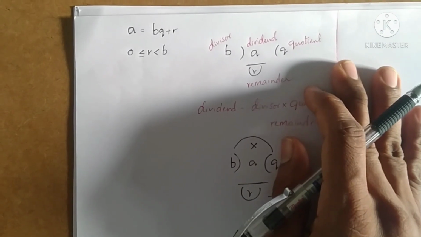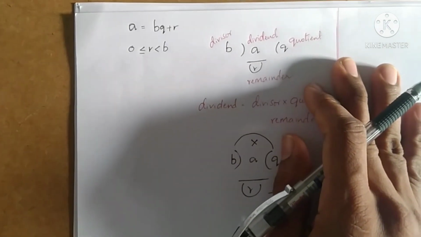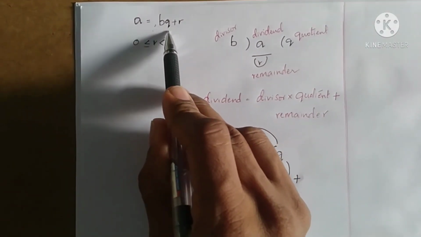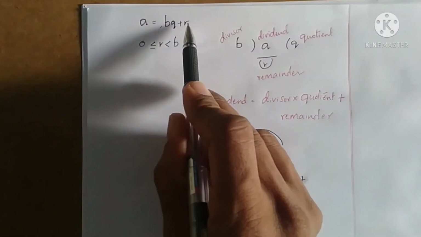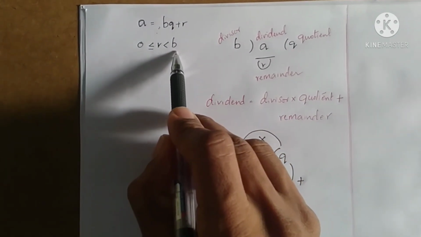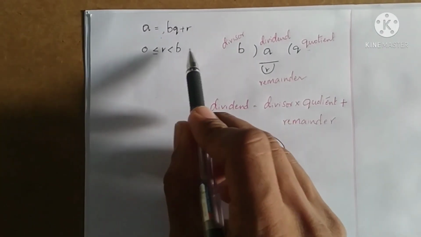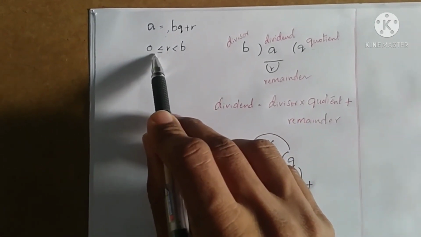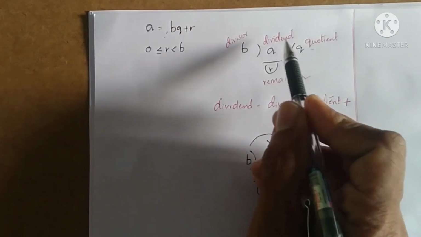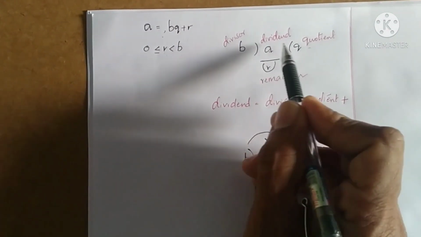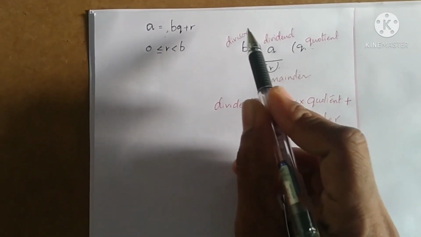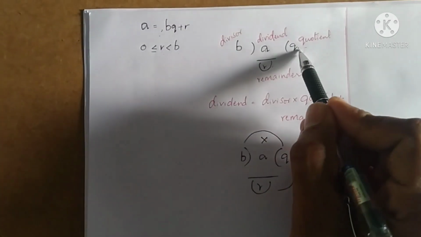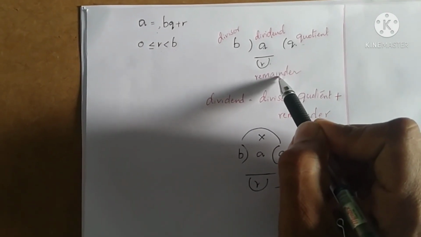Today we are going to discuss the division algorithm. We know the division formula: A is equal to BQ plus R. Here the remainder R is always less than B, where B is the divisor, and R is always greater than or equal to 0. Here B is the divisor, A is the dividend, Q is the quotient, and R is the remainder.